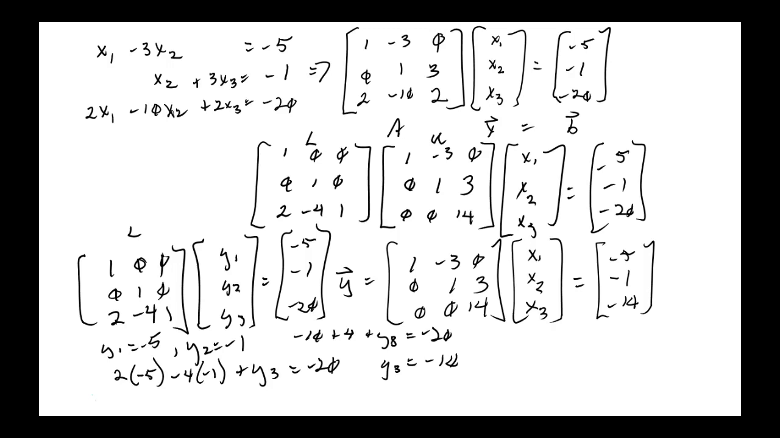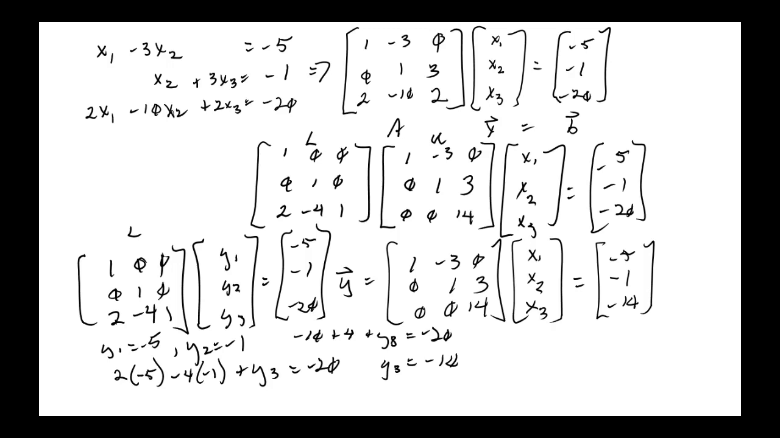Now, the third row is not going to be quite as simple, but it's still pretty simple. 2y1, which you know to be minus 5, minus 4y2, which you know to be minus 1, plus y3 is equal to minus 20. So just do the math there. This will be minus 10 plus 4 plus y3 is equal to minus 20. This is minus 6. Add 6 to both sides, you get y3 is equal to minus 14. So there's your y.